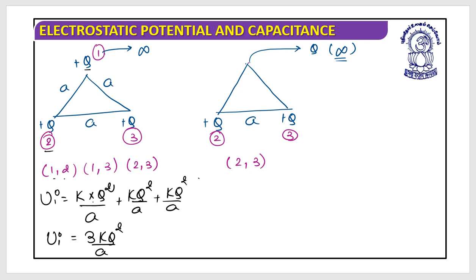Yes. Now let's find out the final potential energy. What is it? It's a single term only. It's k multiplied by this q multiplied by this q. This is kq square divided by a.